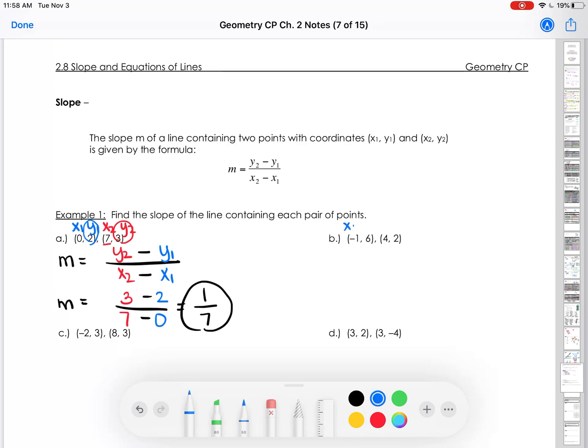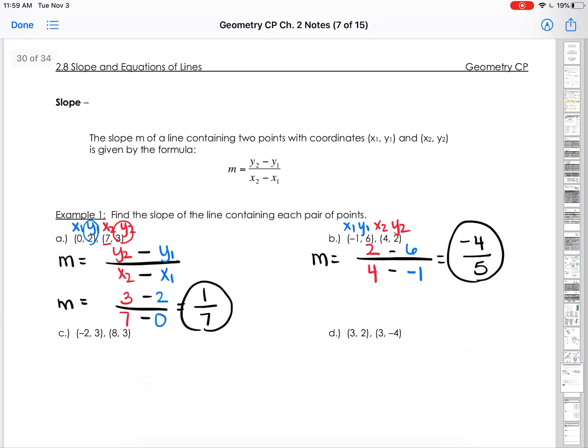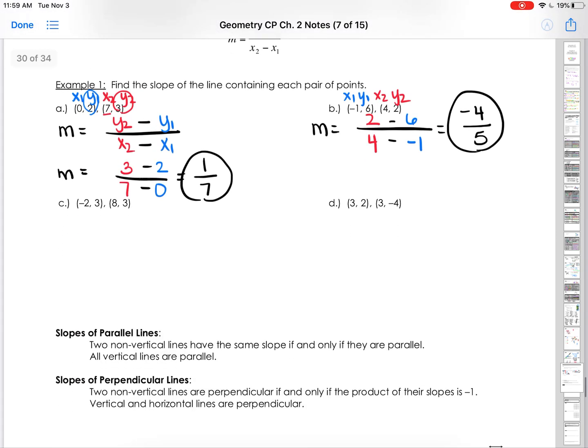In the next one, we have again our x1, y1, and our x2, y2. And m is going to equal, again, we'll do y2 minus y1, so y2 is 2, y1 is 6, x2 is 4, and x1 is negative 1. And now we'll just simplify this. So we get on top, that is 2 minus 6, we get negative 4. And on the bottom, 4 minus negative 1 is positive 5. So my slope is negative 4/5.